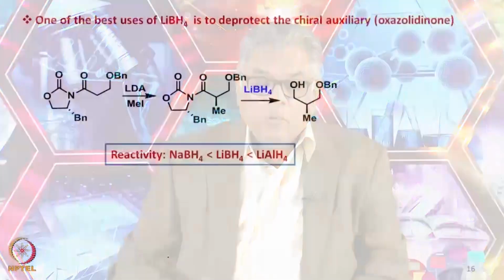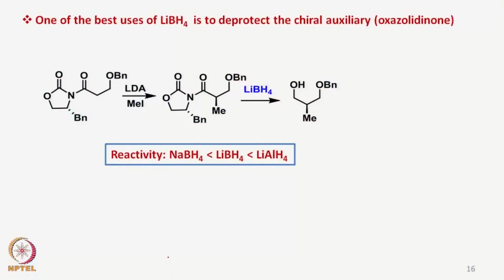One of the best uses of lithium borohydride is to deprotect a chiral auxiliary. We can take this particular molecule in which this part is a chiral auxiliary, and because of this part we can make an anion here with, say, LDA and add methyl iodide as an electrophile. We can introduce the methyl group here.